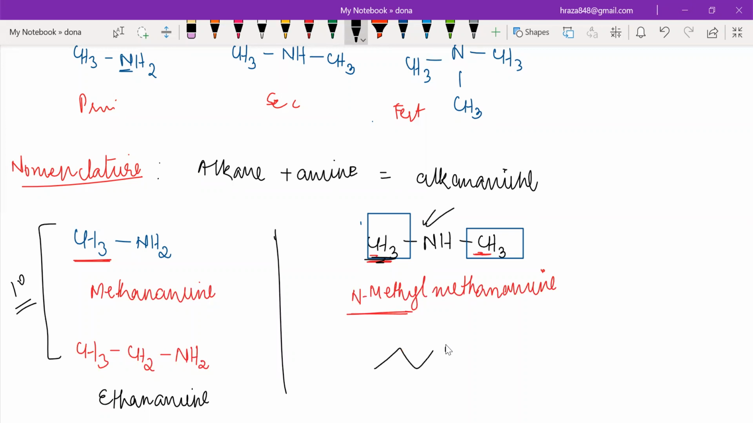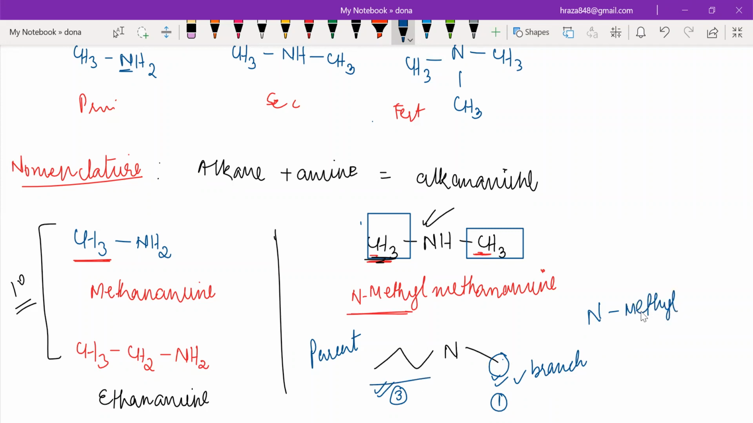So if I'm going to give you this, can you name it? So let me explain this. This side carbon is containing only one carbon. This side carbon is 3, and this side carbon is 1. So this will be the branch, right? And this will be the parent. Yes. So the chain which has more number of carbon will be the parent chain, right? So this has only one carbon, so this is your branch. So its name will be N-methyl, and this is the parent chain which contains 3 carbon, propanamine, right? Yes, sir.